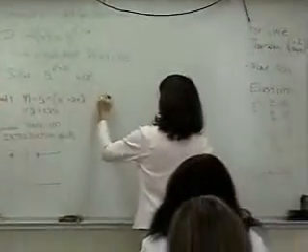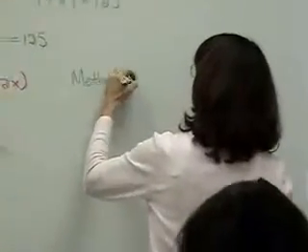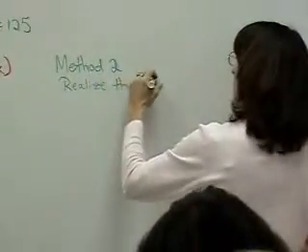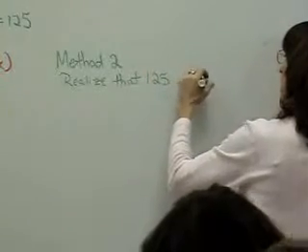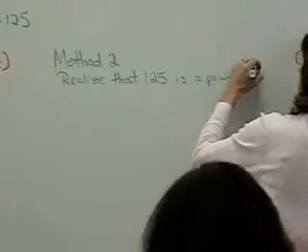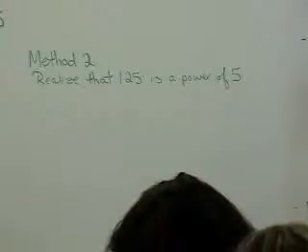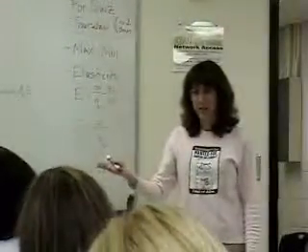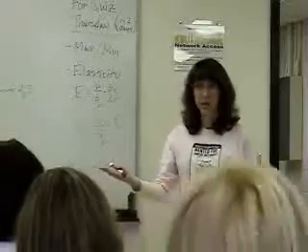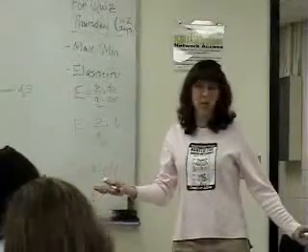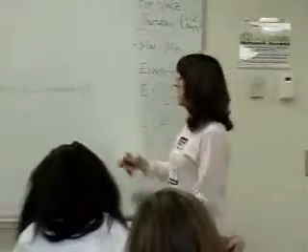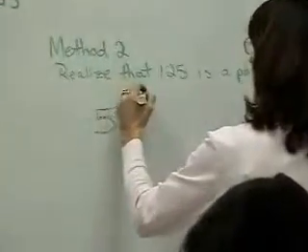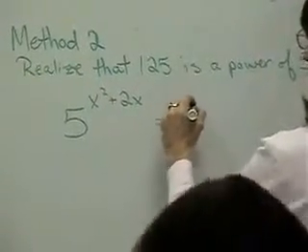Method 2. Realize that 125 is a power of 5. Well, you might realize that by realizing, well, it ends in 5. Let's divide and see what happens. You take 125, you divide it by 5, the calculator will show you that you get 25. 25, you should memorize that one. You should know that's 5 squared. Which means that 125 is 5 to the third. So you can write 5 to the x squared plus 2x is equal to 5 to the third.